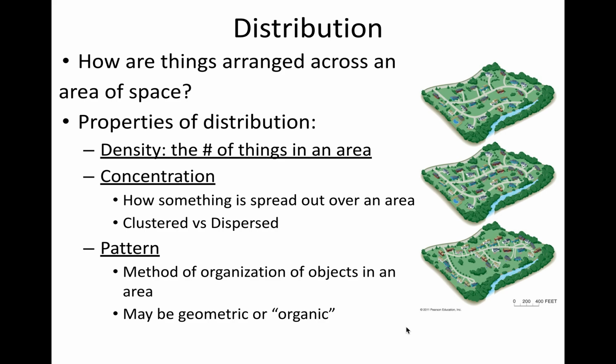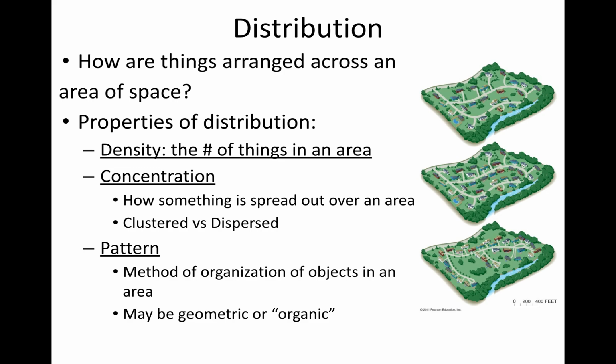Distribution. Distribution is the arrangement of phenomena across space. Distribution has the property of density. It's the frequency, the number of things that appear. Concentration is looking at that density and how spread out it is. It's either clustered close together, or it's dispersed, spread apart.